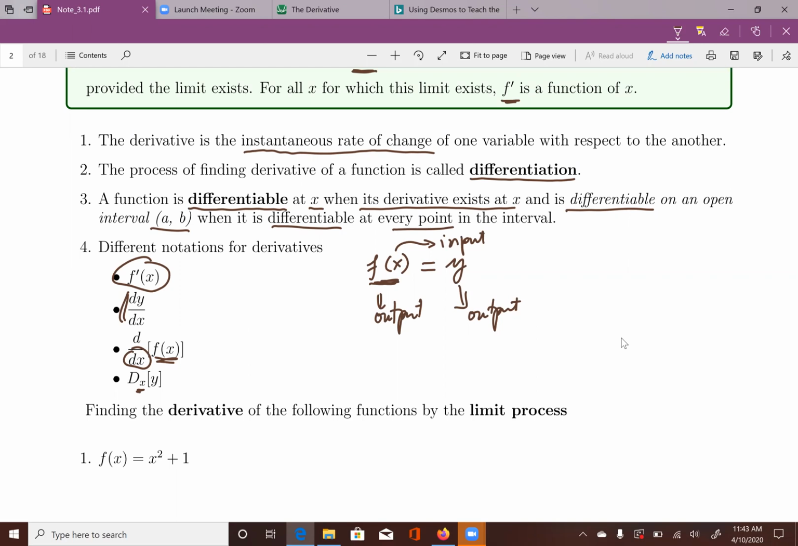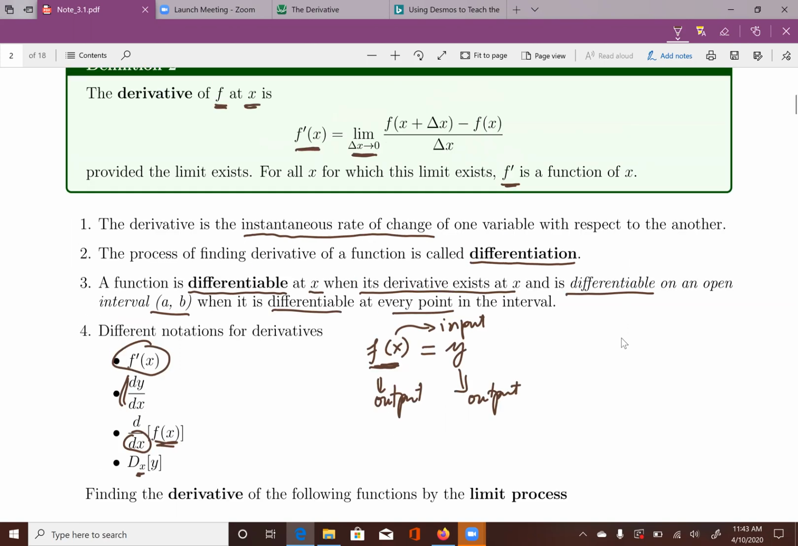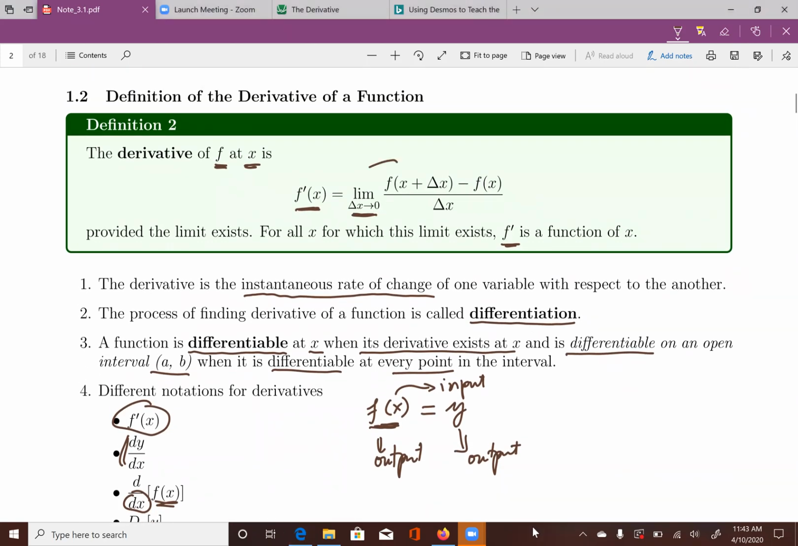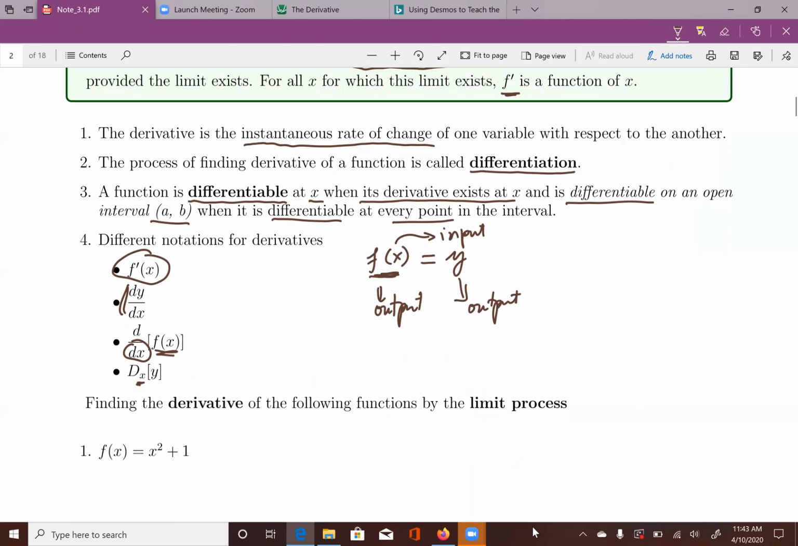So again, the derivative of the function is the instantaneous change of one variable over another variable. And if you look at the limit definition, the limit process here, it's a change of the y variable over the change of the x variable. That's what it is. And it's instantaneous changing. It's not a static change. It's continuous changing. All right, that's the idea of the derivative of a function. And you're going to use the limit process to find the derivative of any function.